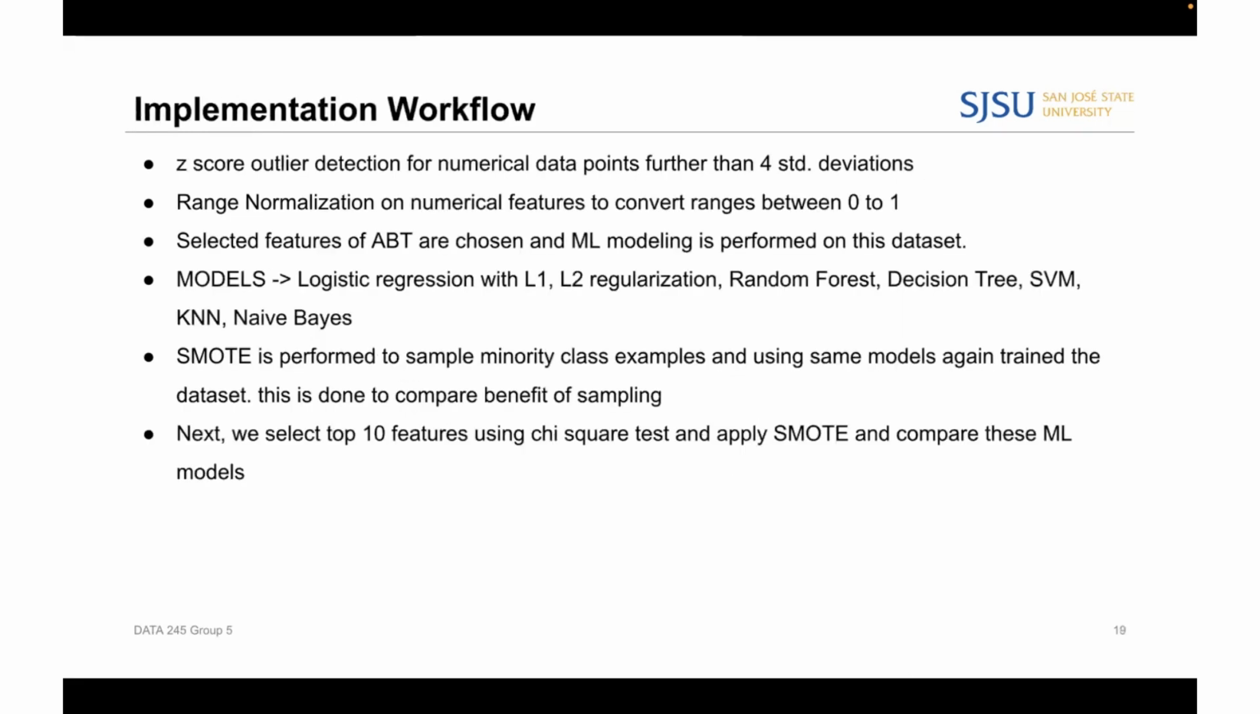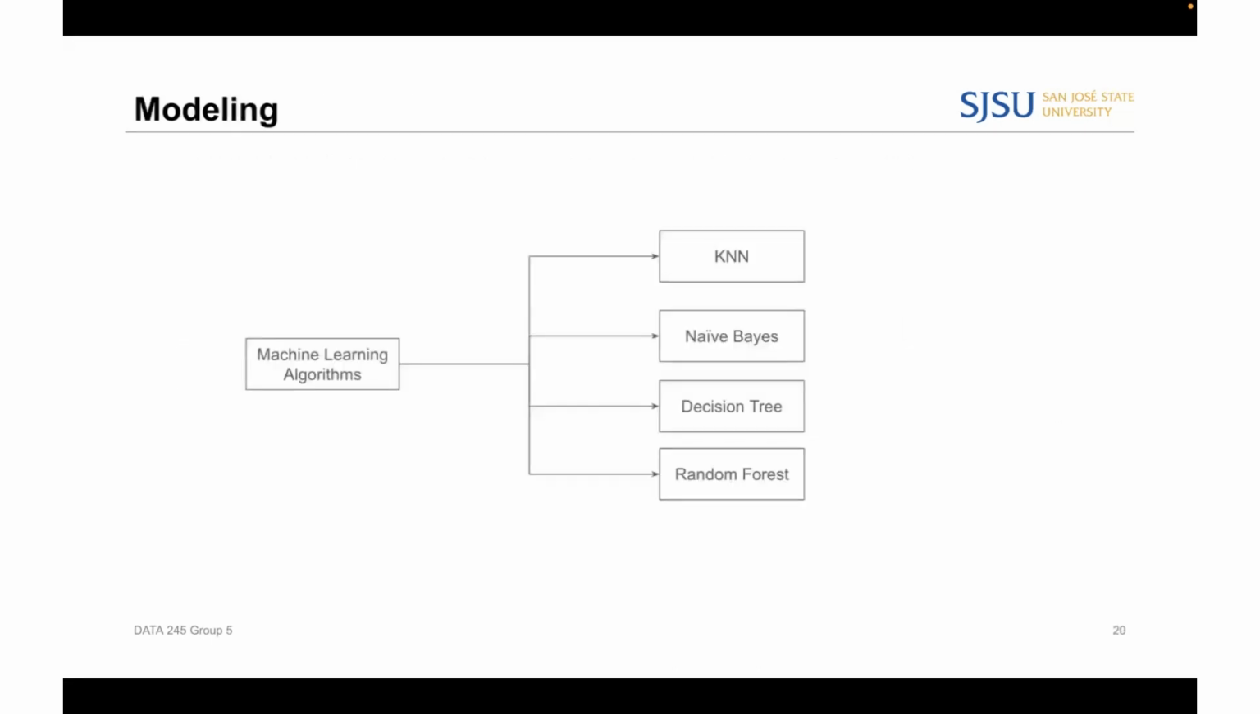And once these steps are performed, we have moved on to modeling. We have chosen 4 major algorithms: random forest, decision tree, support vector machines, and naive Bayes along with KNN. We also did a logistic regression with L1 and L2 regularizations, but those have shown comparatively lower results. So we are sticking with these 4 models as our primary models.